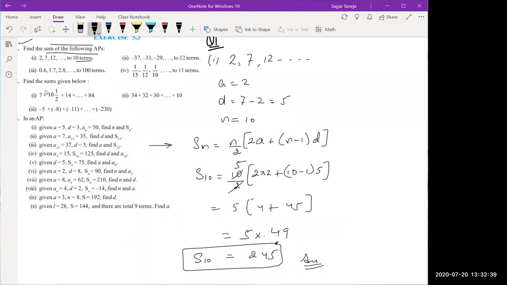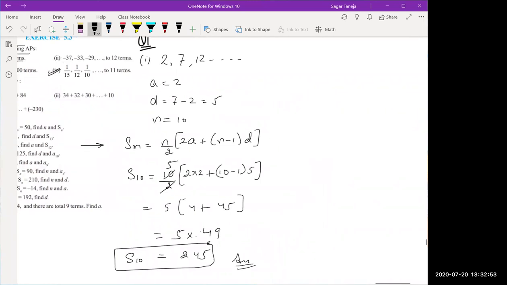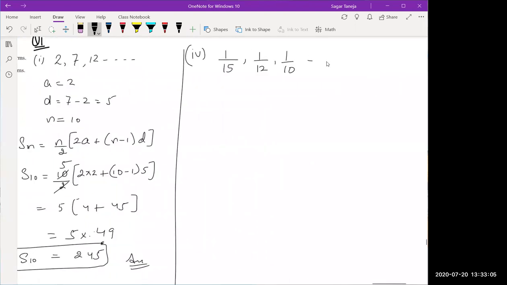If you find any difficulty in solving any of the parts, you can ask. Still, I am solving one more part. I am solving the fourth part. 1 by 15, 1 by 12, 1 by 10, up to 11 terms.